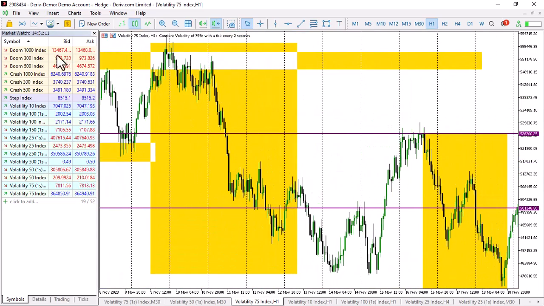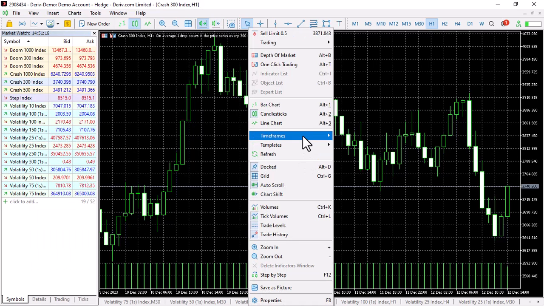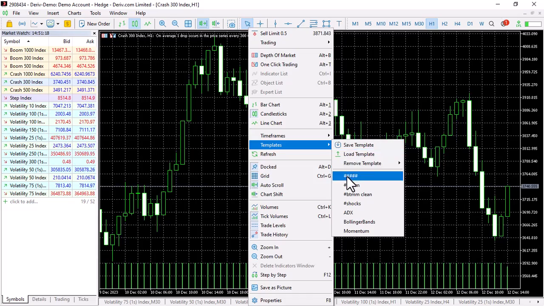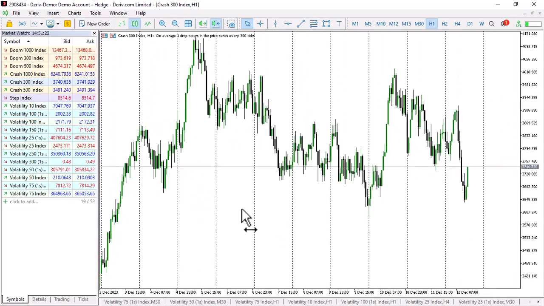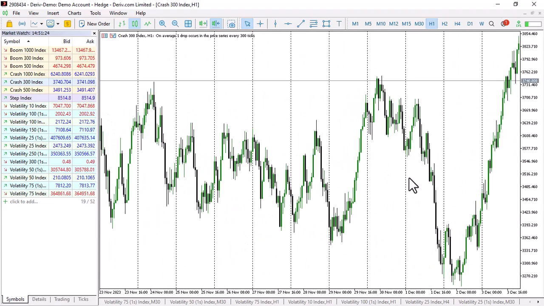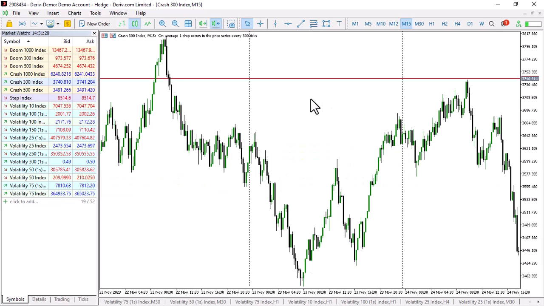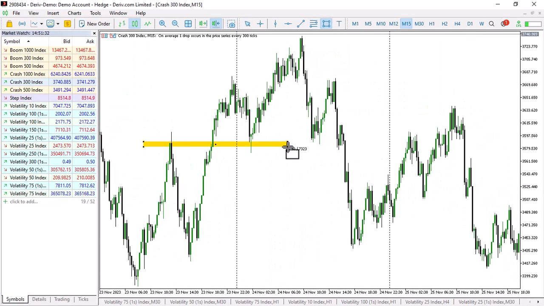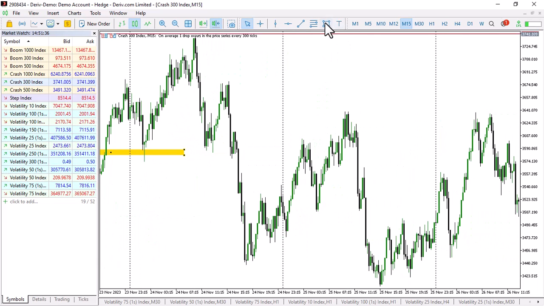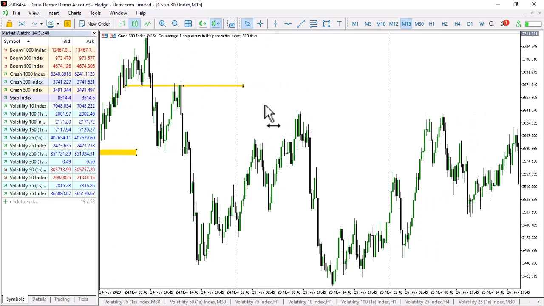I'm going to show you another example on Crash before we call it a day on this video, so you can go and practice and see if these things work. So this is Crash. Let's go to the M15 and see if our strategy works there. What you are doing is very simple: break, retest. This is your entry, right?